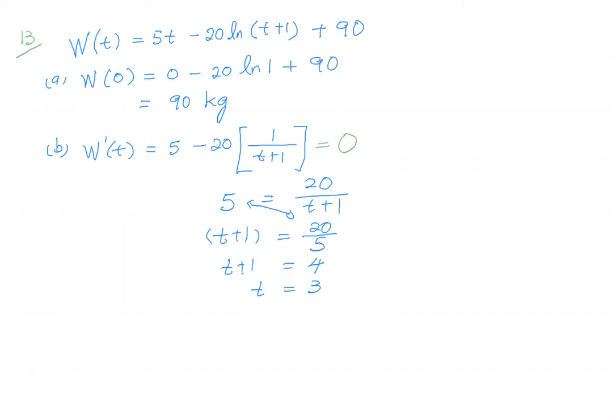So after this, the question says find the minimum weight obtained and how many months it takes. So you draw the sign diagram first, you finish everything first, then only you answer the question. So my W prime T, 0 onward. So I put a 3 here. Since they talk about minimum, this one should be negative, this one should be positive. So then I look for W3.